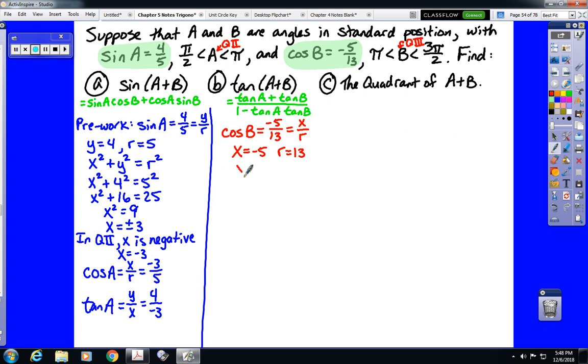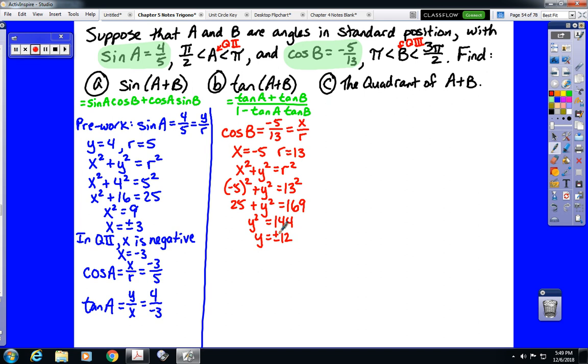So we're going to plug into x squared plus y squared equals r squared. So that's negative 5 squared plus y squared equals 13 squared, or 25 plus y squared equals 169. Subtract 25, y squared is 144. Take the square root, y is positive or negative 12.